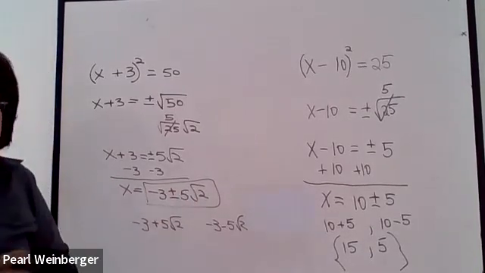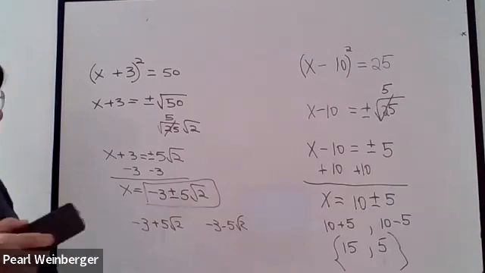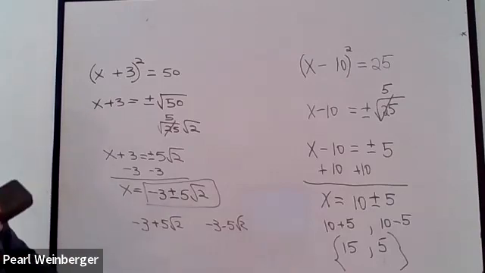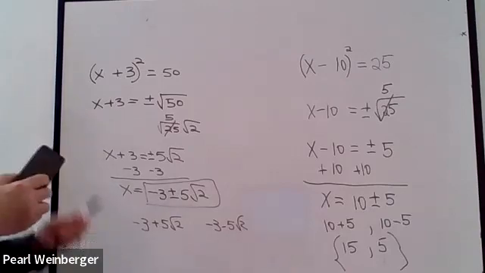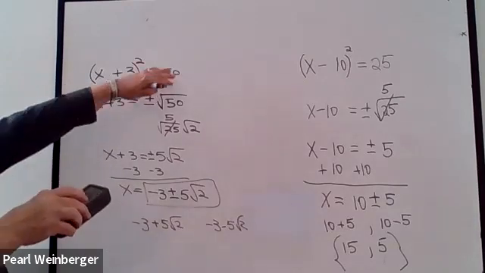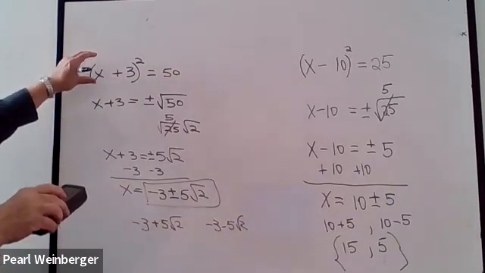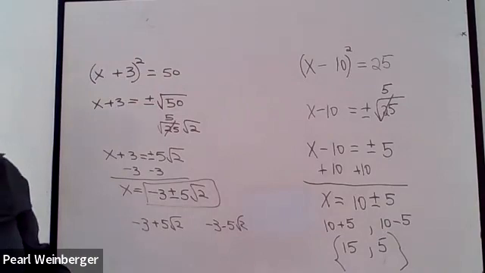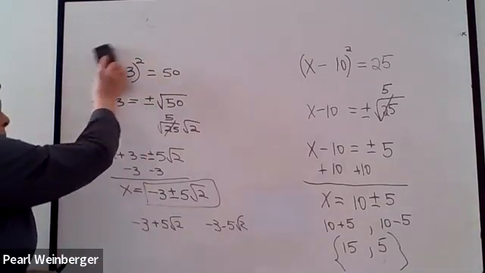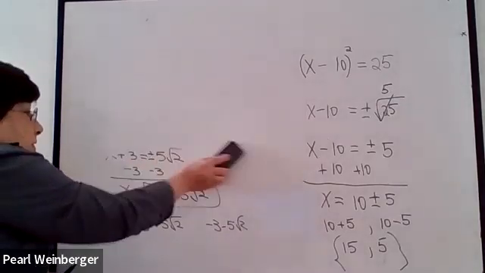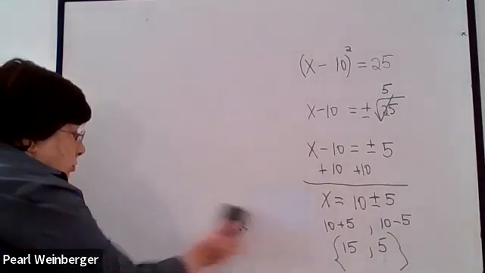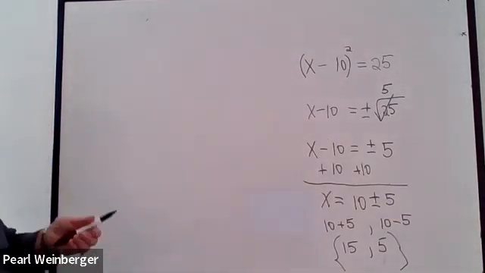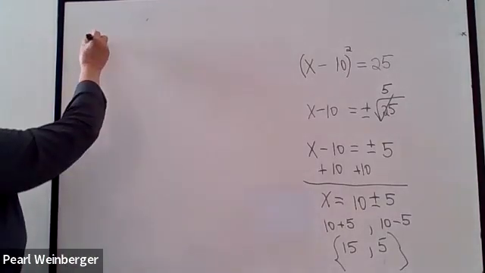Okay. Now I'm going to show you how we can make use of this method even when we're not given the example in this format. We're not given it as something squared. Here's what we can do. This method is the method that's called completing the square.